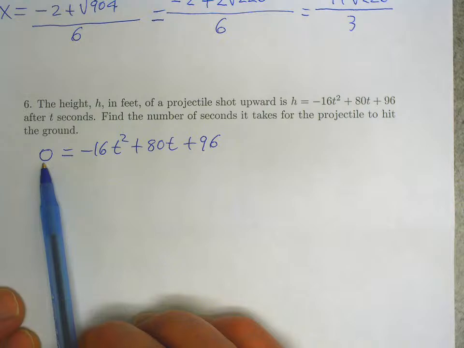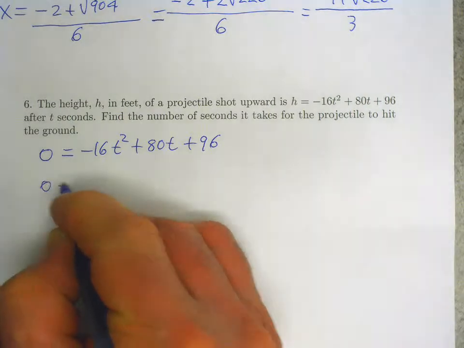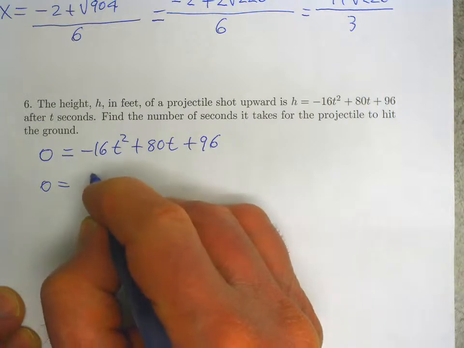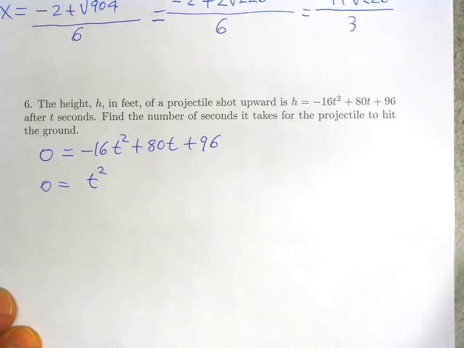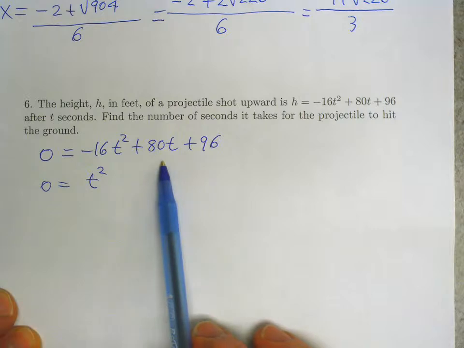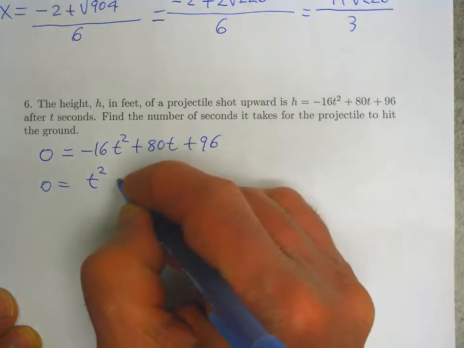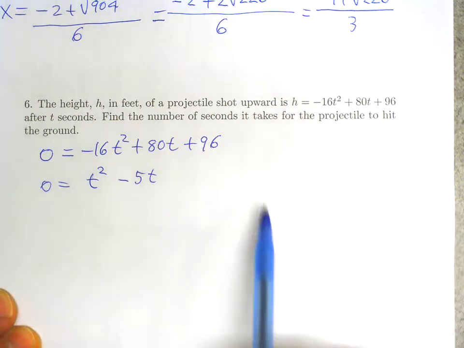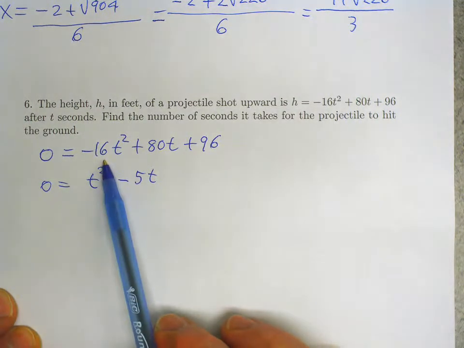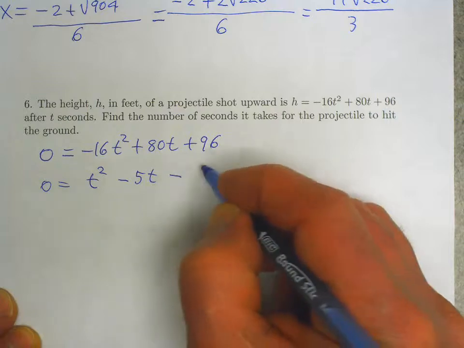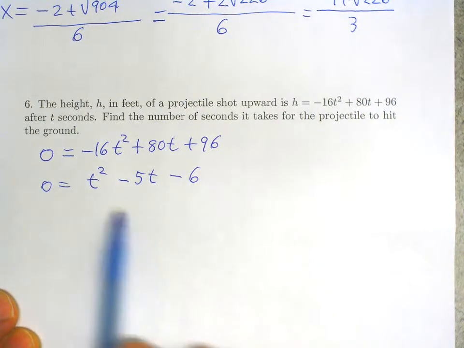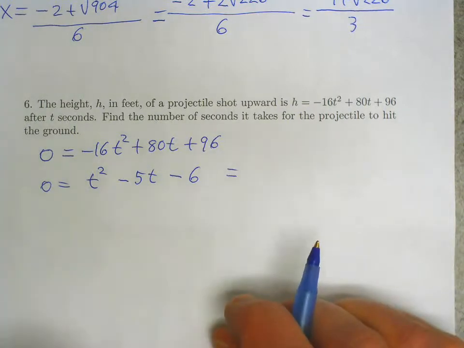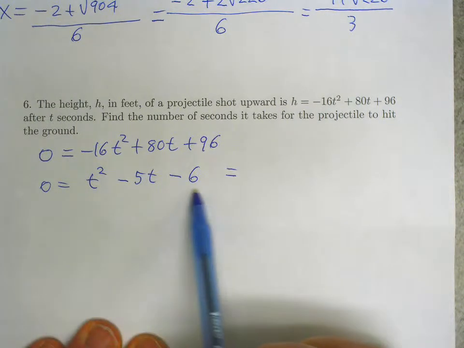0 divided by negative 16 is still 0. Negative 16t to the second divided by negative 16 is positive 1t to the second, or just t to the second. Positive 80t divided by negative 16 is negative 5t. So here we write minus 5t. And 96 divided by negative 16 is negative 6. So we write minus 6. And we can easily solve this equation by factoring. But you can always use the quadratic formula also.